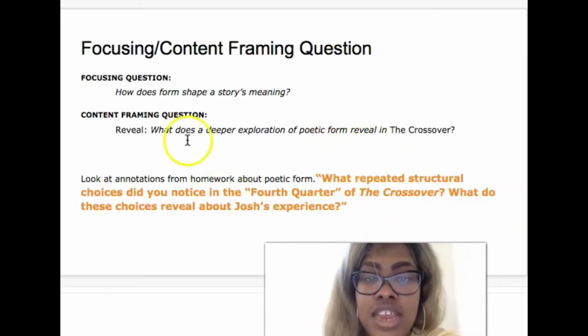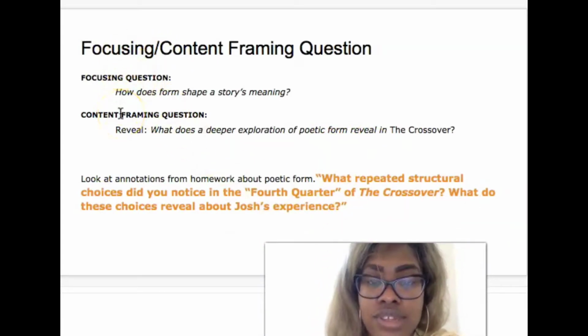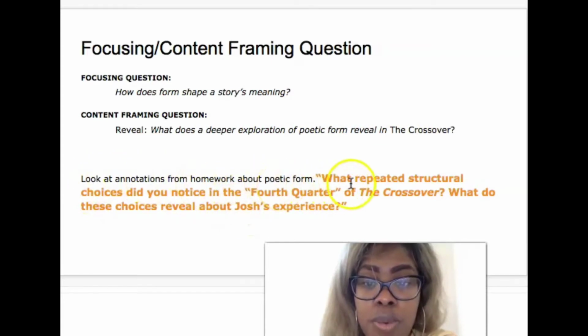Once you've done that, let's take a look at our focusing and content question for this lesson. How does form shape a story's meaning? This is going to be our focusing question. And our content framing question in our reveal stage says, what does a deeper exploration of poetic form reveal in The Crossover? Look at annotations from your homework about poetic form. What repeated structural choices did you notice in the fourth quarter of The Crossover? What do these choices reveal about Josh's experiences?